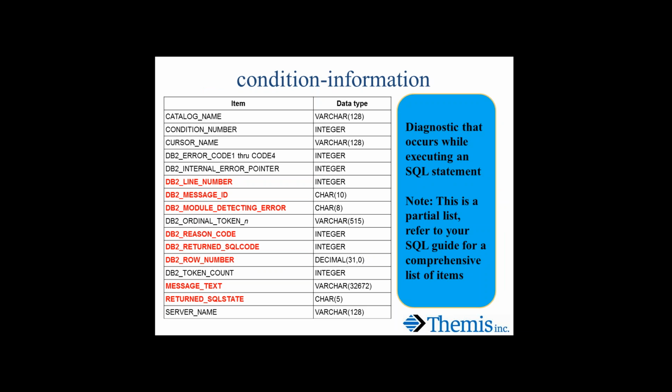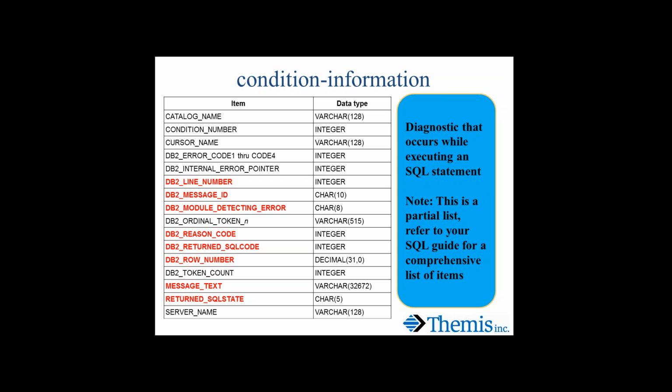Okay. Condition information. This group of diagnostic information is what you want to retrieve to see the conditions that arose from the SQL statement that was executed. Now, this is a partial list, so you want to take a look at your SQL guide to get everything available. Now, I've highlighted here in red the ones that I feel are probably the most important, and I'm going to start at the bottom of the list, and I'm going to look at the returned SQL state. I usually like that information.